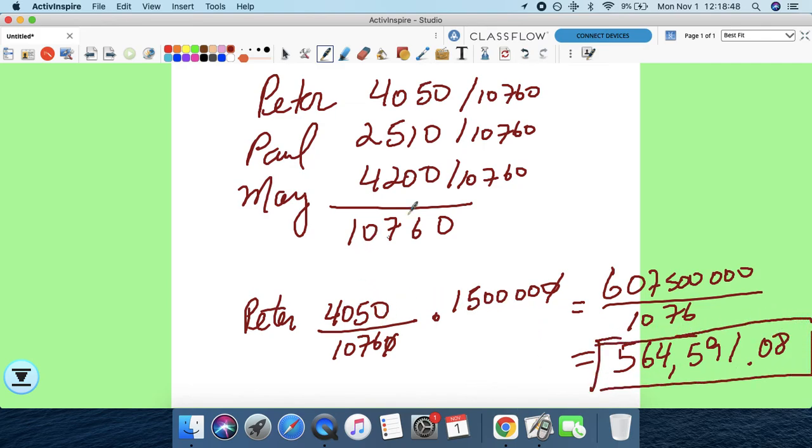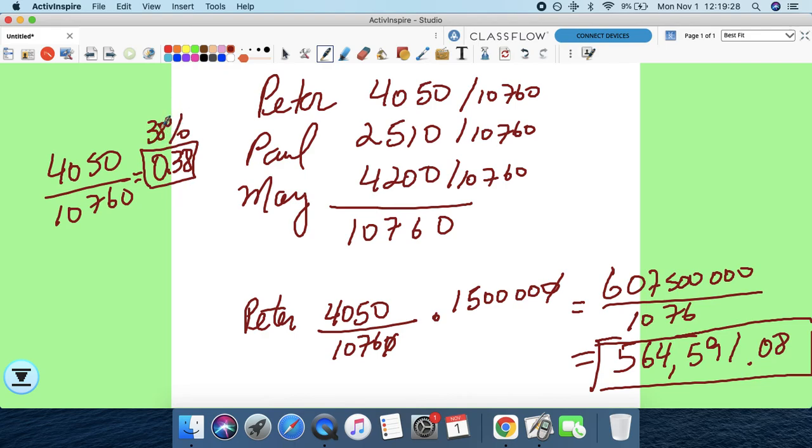Now, another thing you could have done is take 4,050 and divide that by 10,760. If you divide that, you'll get a decimal value, which you could have just used. That equals 0.3763. Well, actually, that's not that great of an idea, because if you change to a decimal and round it, it will not give you that accurate a value. So the portion that Peter owns is 0.38 or 38% of the company.